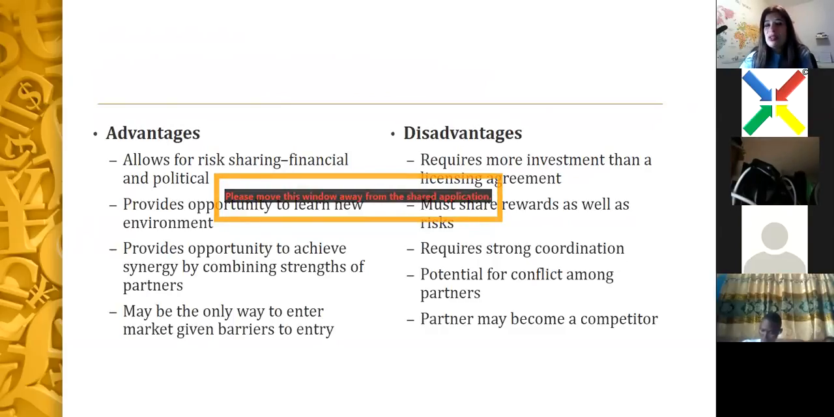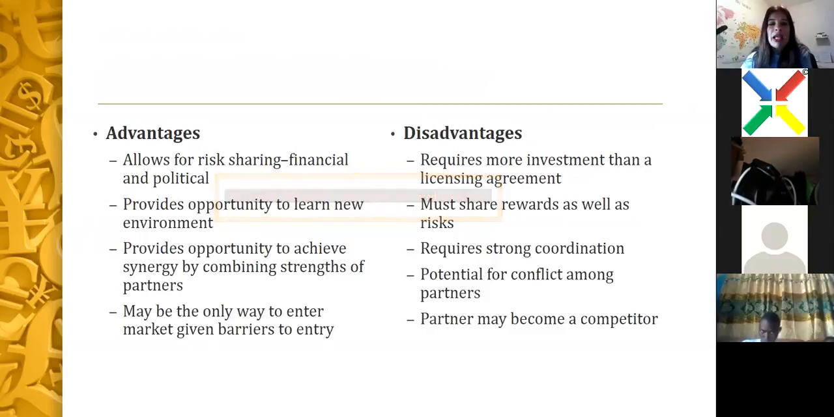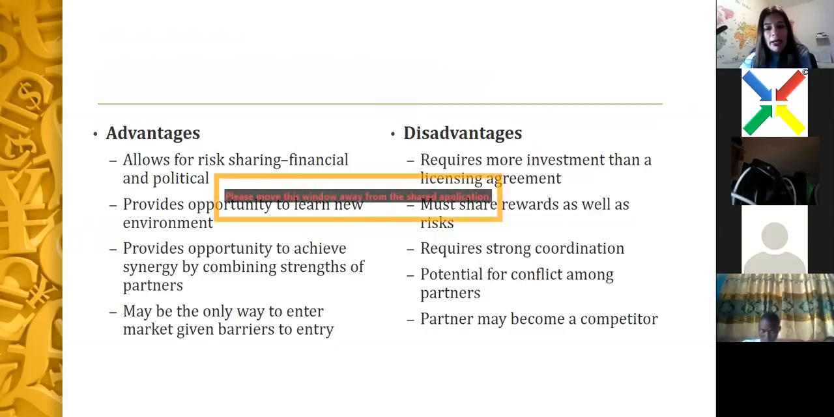The cultural issues emerge between the two countries' cultures, and the management is unable to overcome the cultural differences. Conflicts happen on profit sharing, coordination issues happen, and in many cases your local partner will become your competitor once the joint venture life is over.